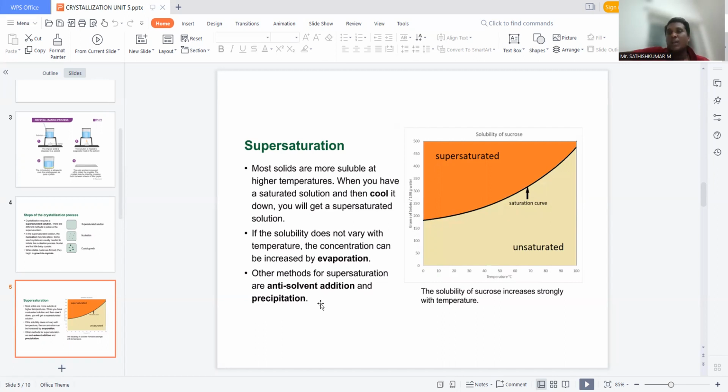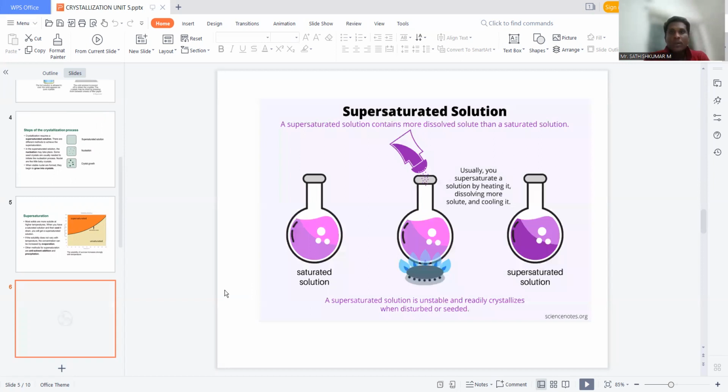This kind of methods develops supersaturated solutions from saturated solutions. Okay, supersaturation and the preparation process.